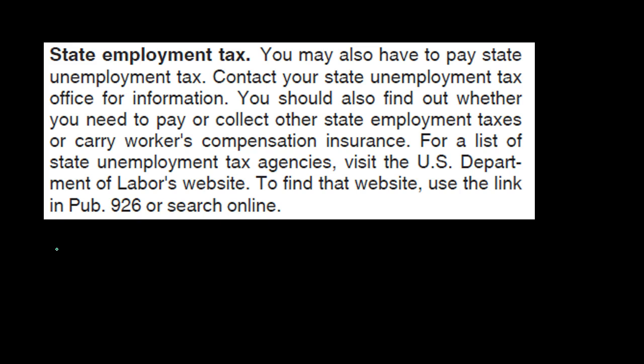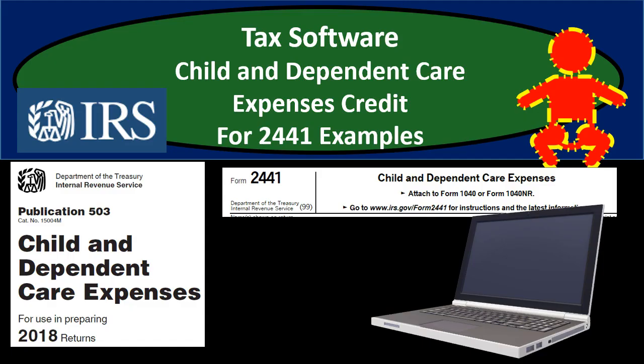So of course, state laws could differ from state to state. We're considering here mainly IRS information, federal law. But if you're dealing with an employee, then you have employee information for the state as well, and you want to check out the state regulations for an employee too. In this presentation, we will use tax software to take a look at some examples of Form 2441, how to calculate the child and dependent care expenses credit on Form 2441.